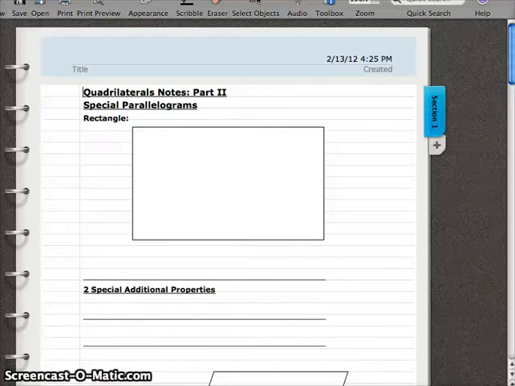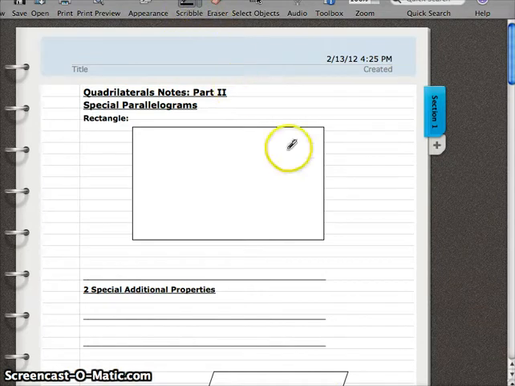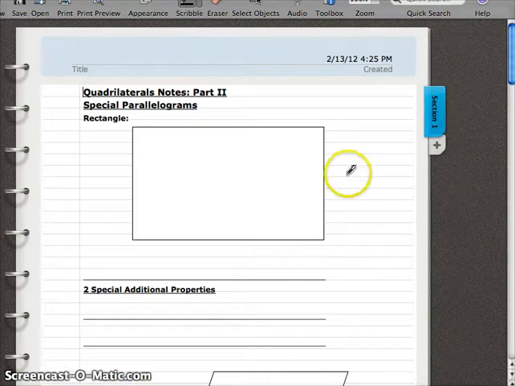In this video, we're going to be talking about special types of parallelograms and their properties that are in addition to the 5 parallelogram properties that we just previously discussed. Each of these 3 shapes that we're about to talk about have those 5 properties, and in addition they have a few extra special ones. So let's get into it.